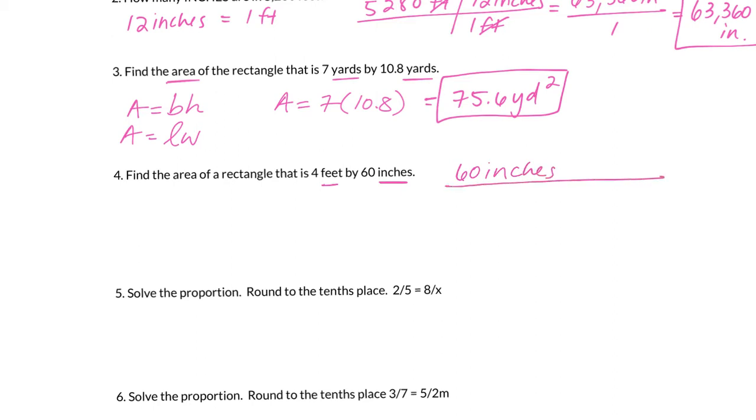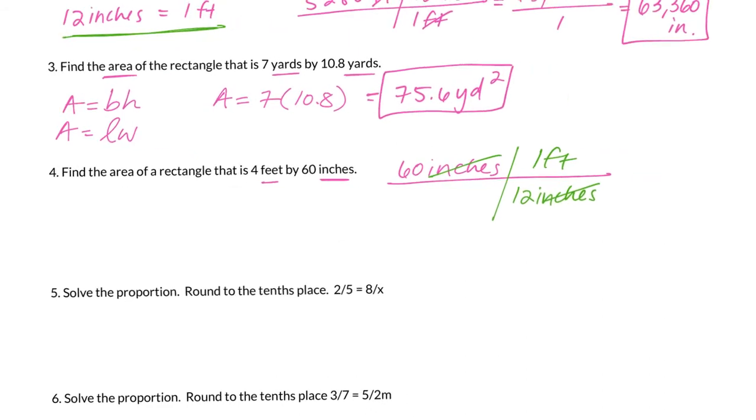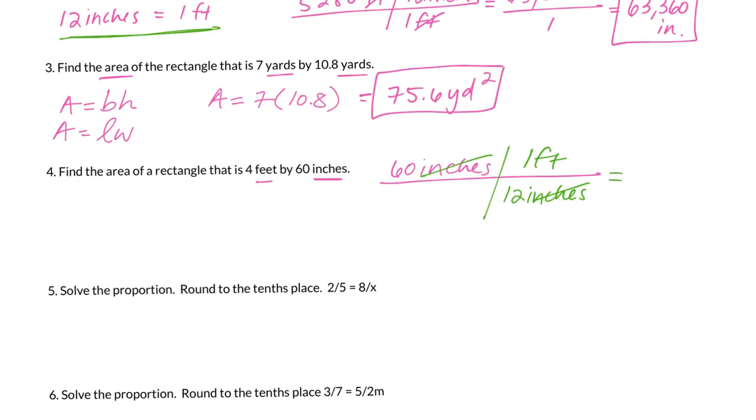So above, we said 12 inches equals 1 foot. So here, I'm going to this time put 12 inches on the bottom because I want the unit inches to cross cancel and 1 foot on top. So I'm going to multiply across still. So I got 60 on top and 12 on bottom. So I'm going to reduce this fraction. 60 over 12 is 5 feet.